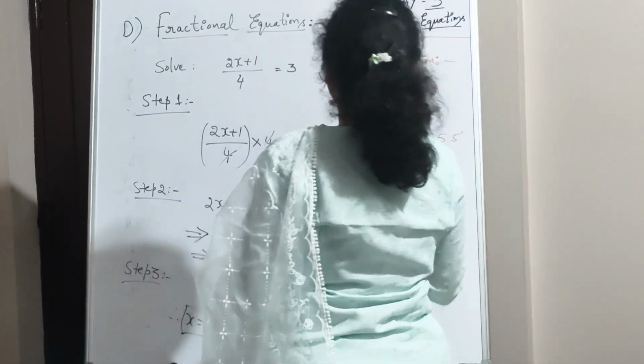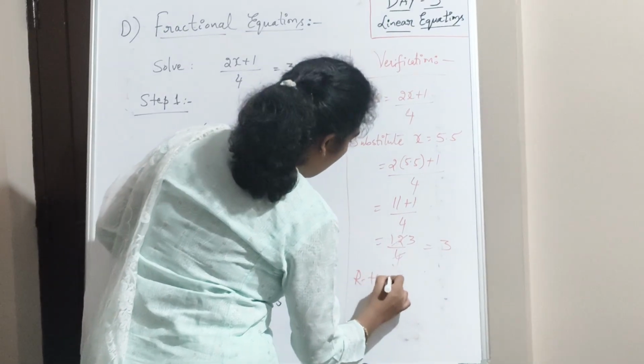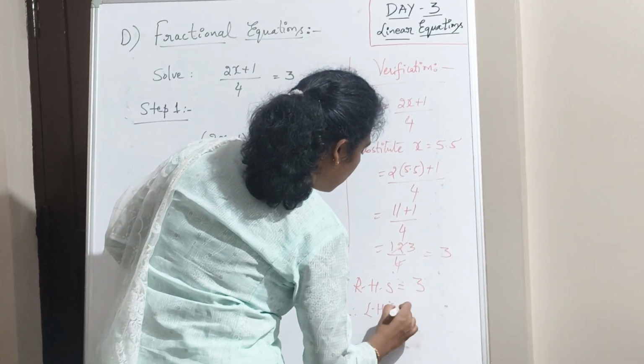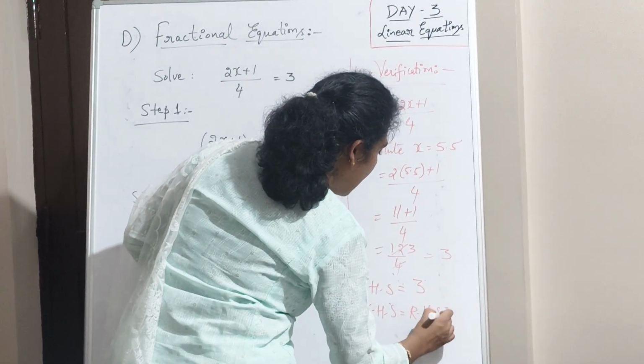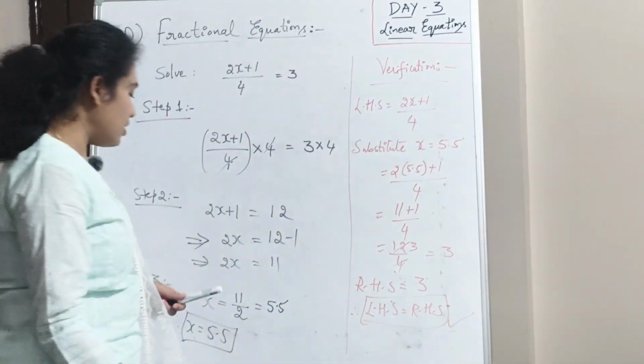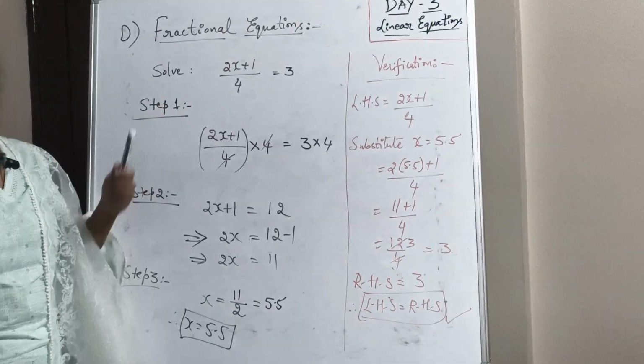So, we have LHS is equal to 3. And what do we have on RHS side? RHS is equal to 3. So therefore LHS is equal to RHS. Hence it is verified. So therefore x is equal to 5.5 is the solution or the root of the given equation.